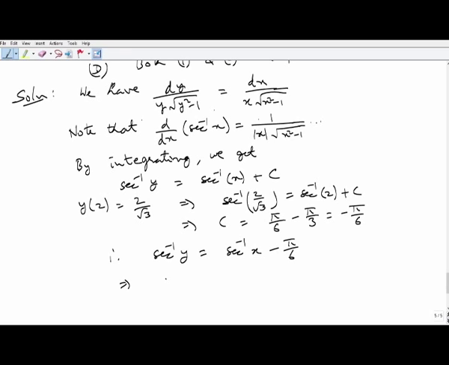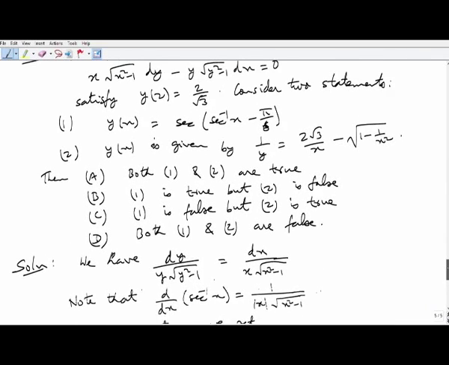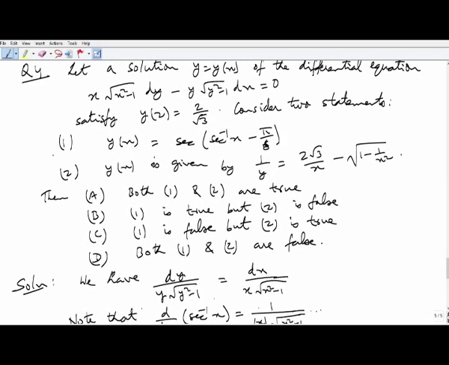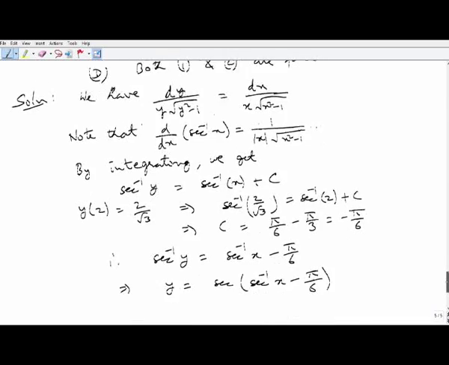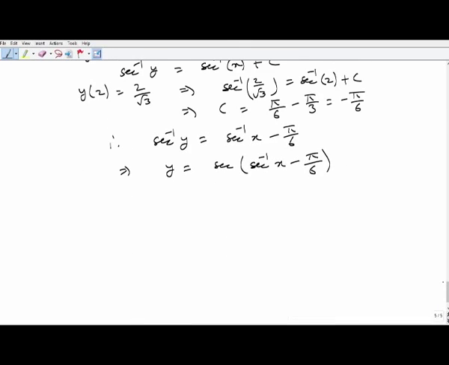which implies y is equal to secant of (secant inverse x minus pi by 6). So, we see that the statement 1 is true. Now, we have to see whether statement 2 is true or false. So, in statement 2 we are given 1 by y. So, if we see, we know y is equal to secant of (secant inverse of x minus pi by 6), this is correct.